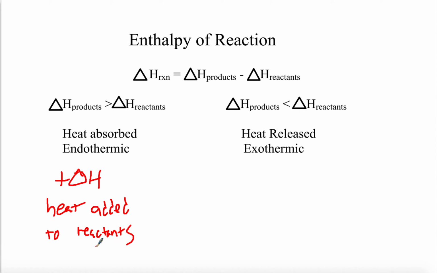And we know that processes in which heat is absorbed are endothermic. On the other side, should the heat of the products be less than the heat of the reactants, you get a negative delta H, since it's now small number minus big number, and that means that heat is being released. Okay, so heat is on the product side.